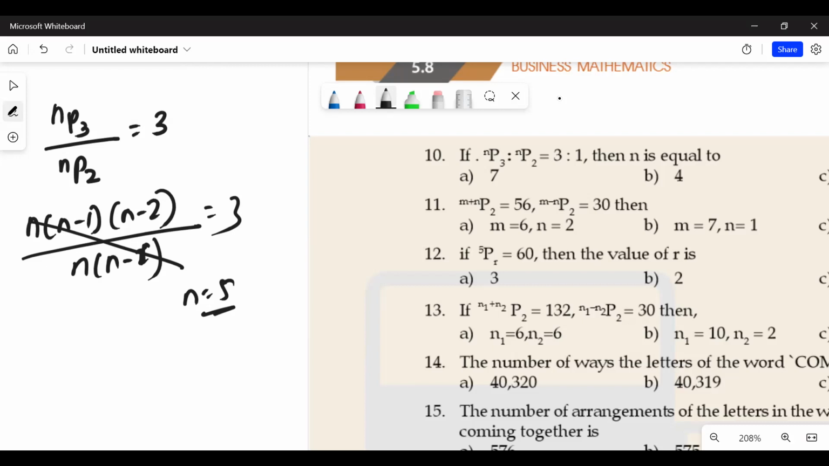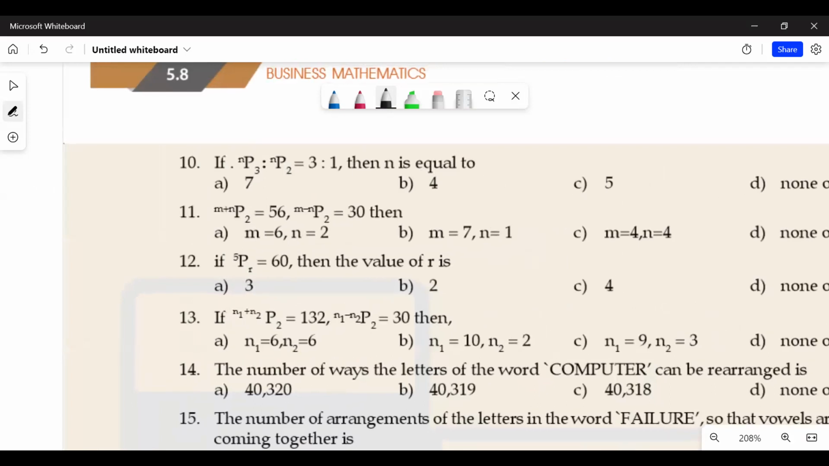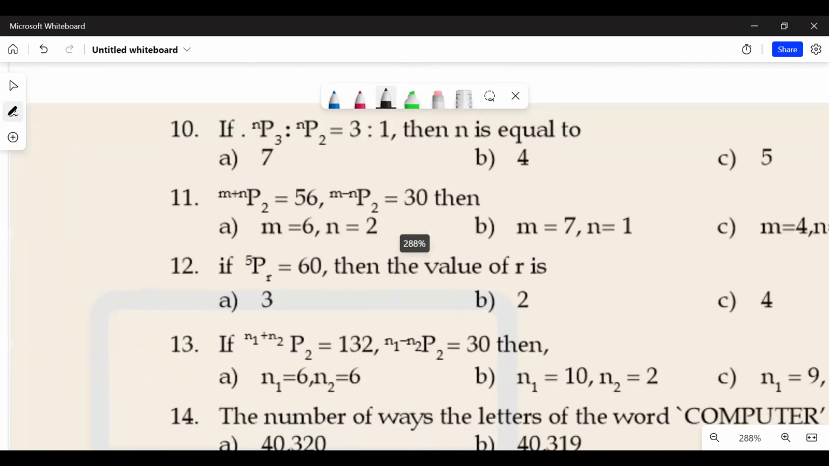Clear everyone? Yes, sir. Use options wherever you can.